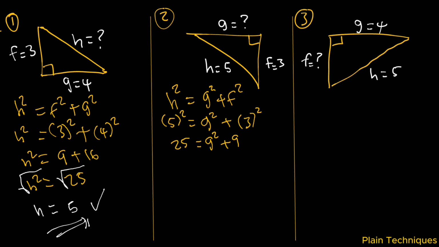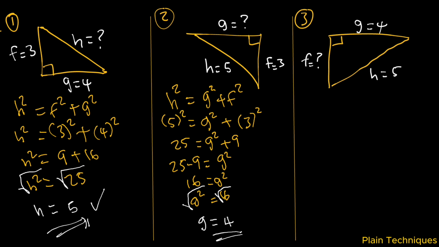So I'm going to take 9 to the other side. So that will be 25 minus 9, and then g squared. 25 minus 9 is 16. This side I still have g squared, so I'm going to say g squared equals 16. I just swap them. What I'll do here, put the square root sign on both sides. This side I'll be left with g, and this side I'll be left with 4. That means g equals 4.